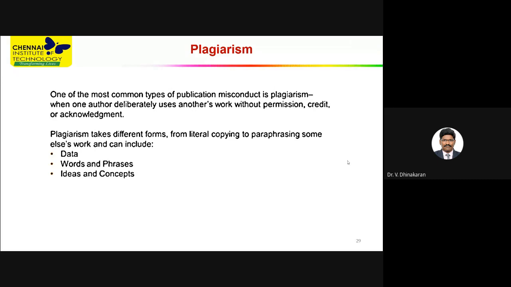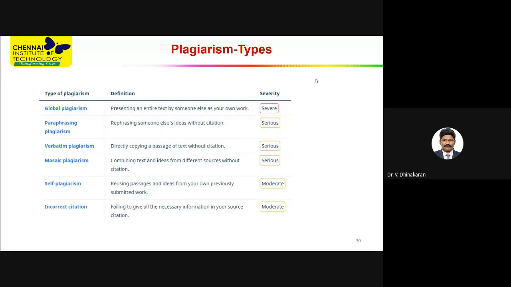Plagiarism is copying of other contents. Plagiarism may be of six types: global plagiarism, paraphrasing plagiarism, verbatim plagiarism, mosaic plagiarism, self-plagiarism, and incorrect citation. The global and paraphrasing plagiarism are very serious along with verbatim plagiarism. For self-plagiarism, you might have published work in other journals, and you should not copy all the contents and publish them in other works. For incorrect citation, you should give citation to the journals you are following and referring to.